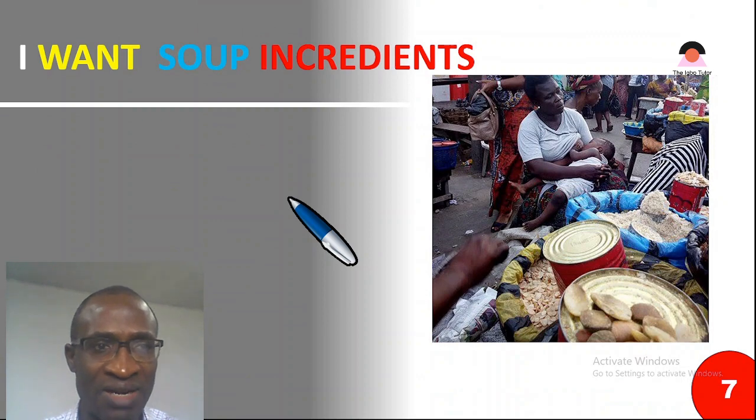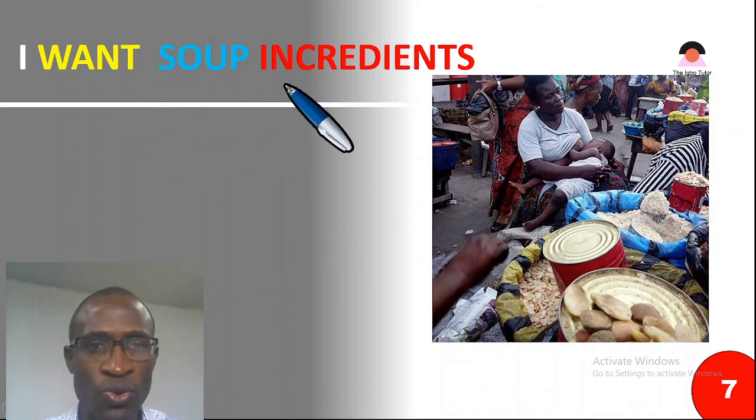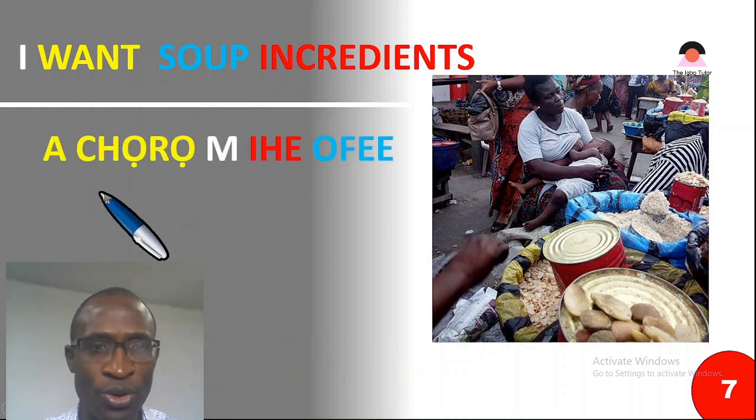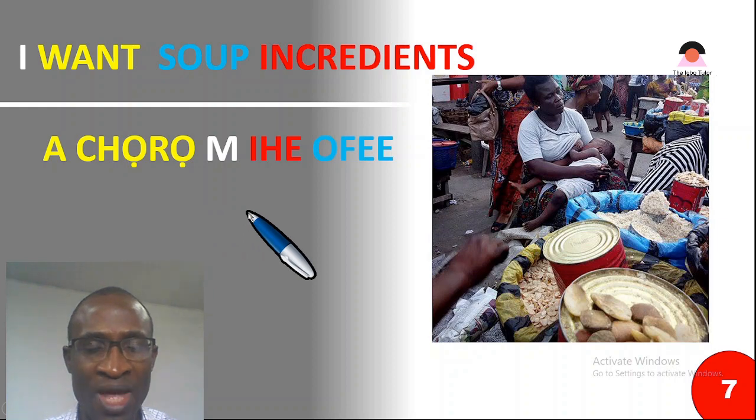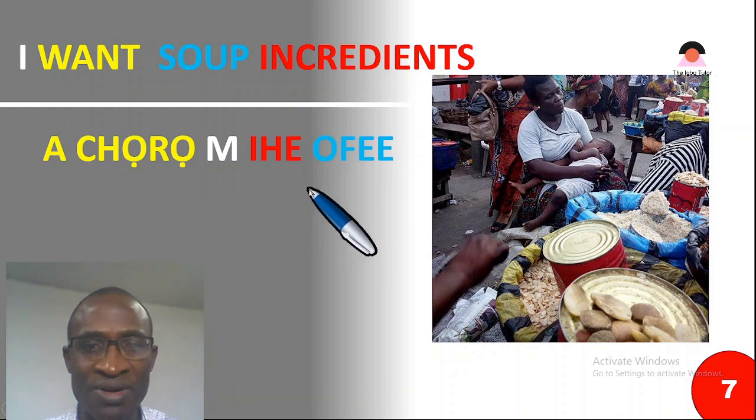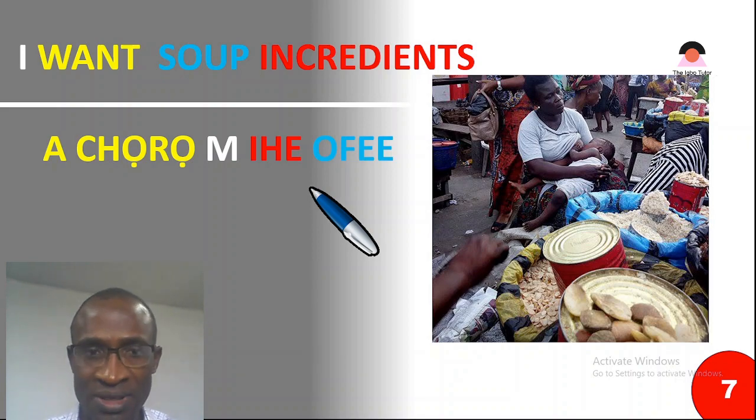Phrase number 7. I want soup ingredients. What is that in Igbo language? Achorom ihe ofe. Achorom, I want. Ihe, something. Ofe is soup, generally in Igbo language. Achorom ihe ofe. I want soup ingredients. But there are other things you can desire to buy from the market. So let's consider other things you can say you want in the market.